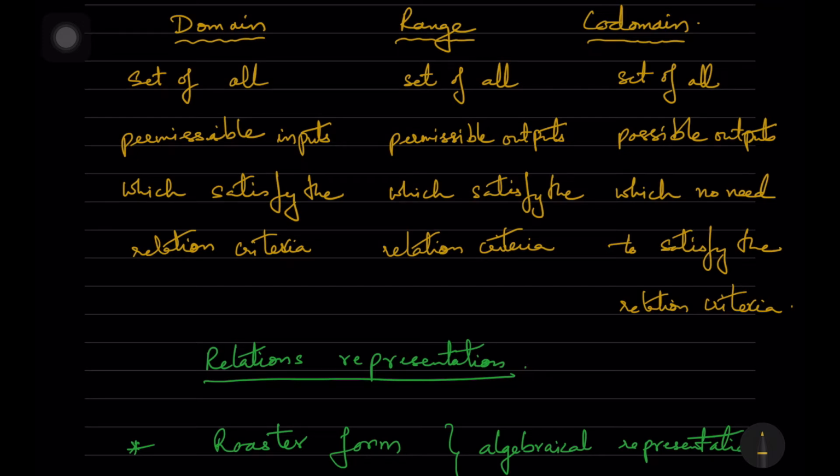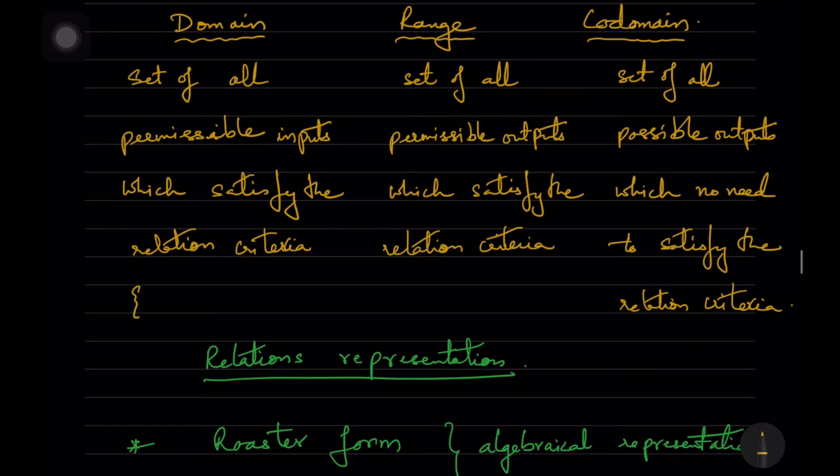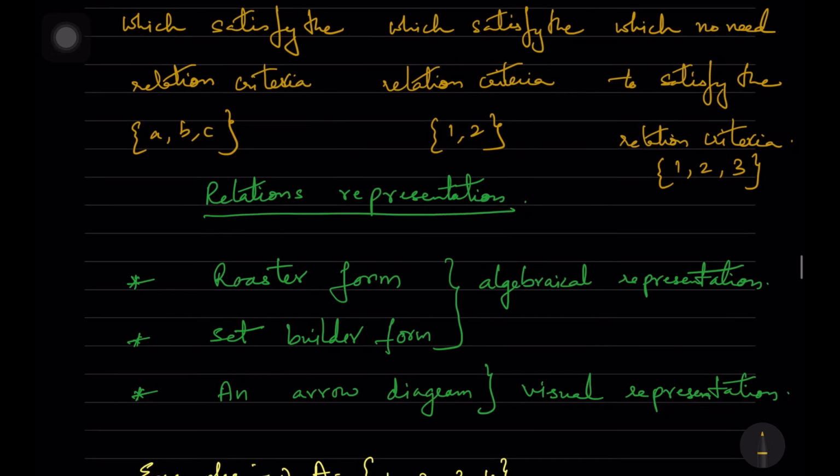So here, what is the domain? We can tell that the domain is A, B, C, and the range from this is 1, 2, and the codomain from the example which we have taken is 1, 2, 3. Okay, so this is the way we can write down the domain, range and codomain.